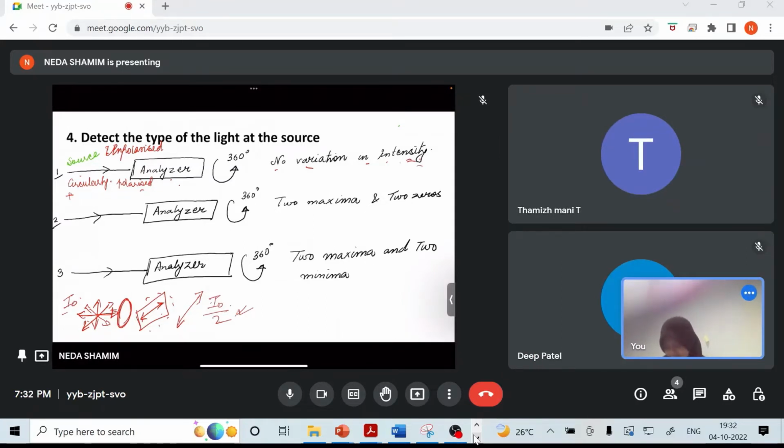Think about the next one. We are getting two maxima and two zeros. What will be the answer? What kind of light should be there?